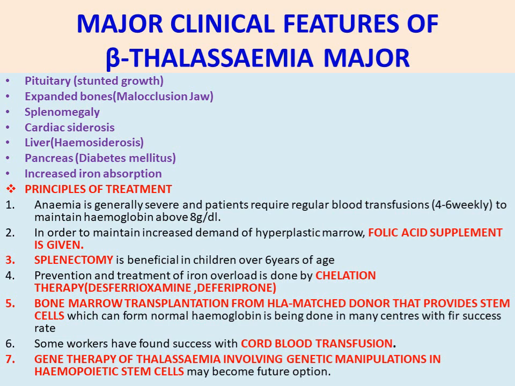Then principles of treatment for beta thalassemia major: 7 points. First point, anemia is generally severe and patients require regular blood transfusions every 4 to 6 weeks. That means every 1 to 1.5 months, blood transfusion should be done to maintain hemoglobin above 8 gram per deciliter.